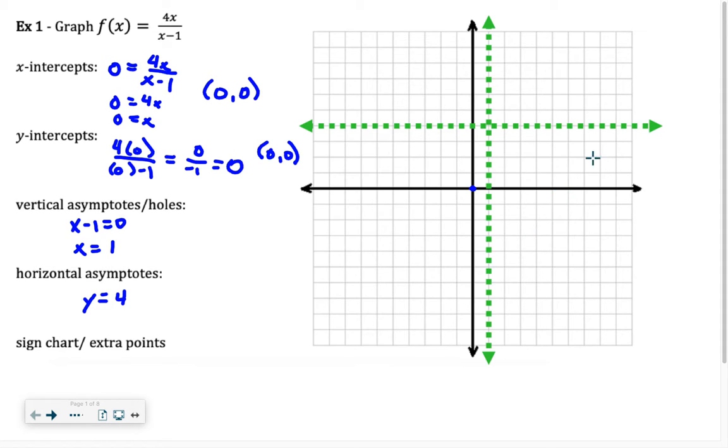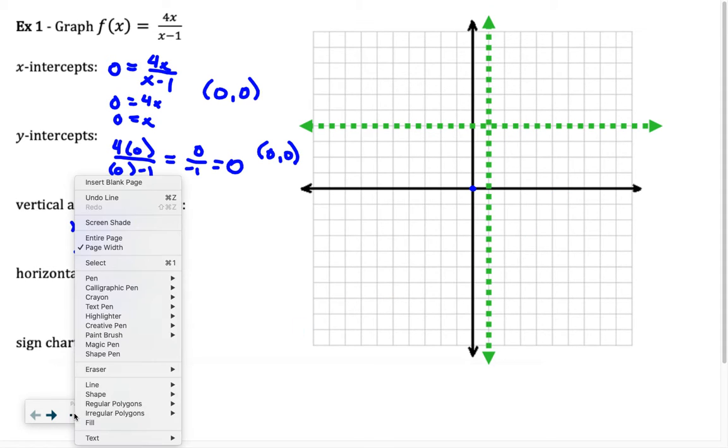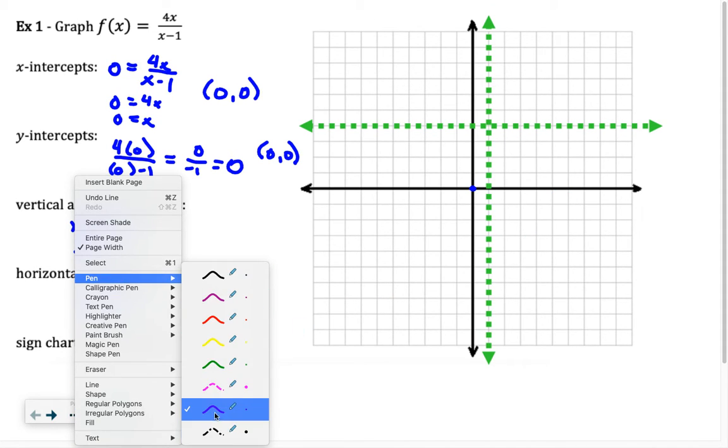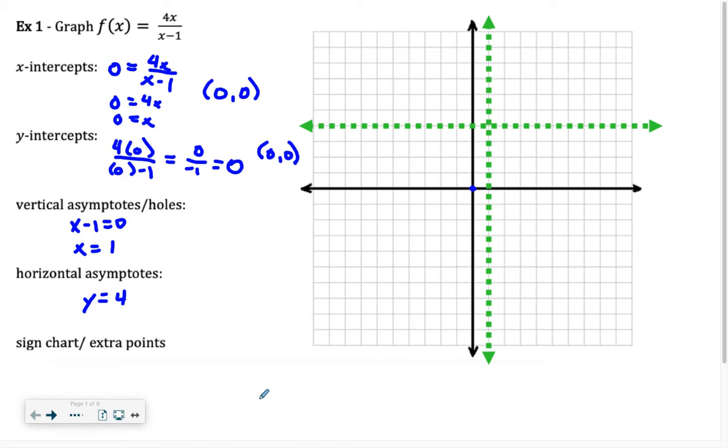All right, so this gives me a lot of information about what my graph is going to look like, but I still need a little bit more. So what we can do now, we actually have a couple of options. We can either create a sign chart or just plot a few extra points. Personally, I'm a fan of the extra points method, right, where we just take a few more points and plug them in. So what we would want to do is think about where our vertical asymptotes are and plug points in on either side of those.